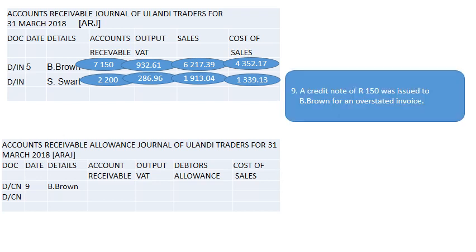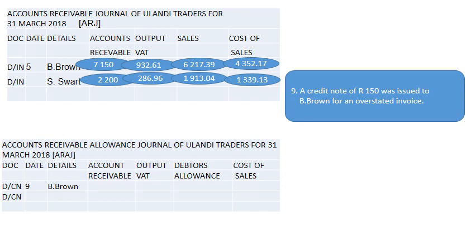Next is transaction 9. A credit note of 150 was issued to B. Brown for an overstated invoice. Here we are dealing with a credit note, therefore the entry will be recorded in the accounts receivable allowance journal. It will be recorded as follows. Under the document column, the source document will be a duplicate credit note. Why a duplicate credit note? The original was supplied to a debtor.